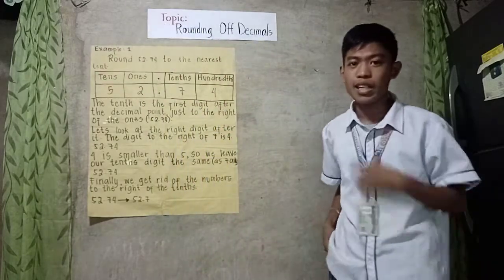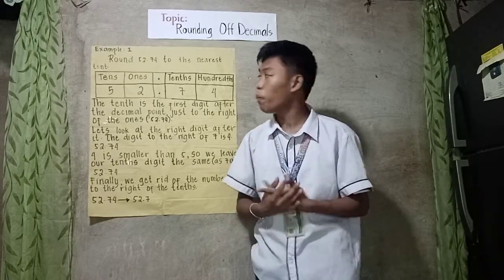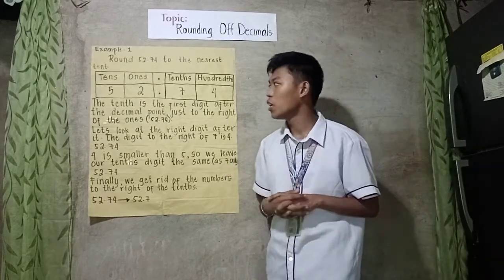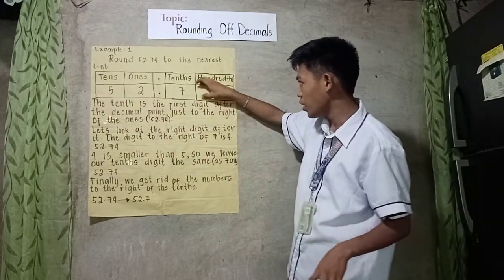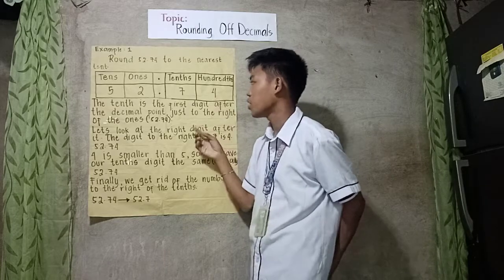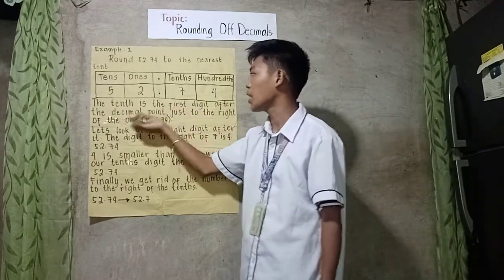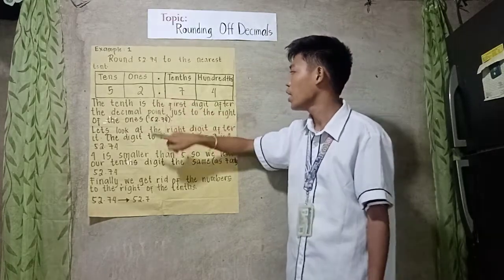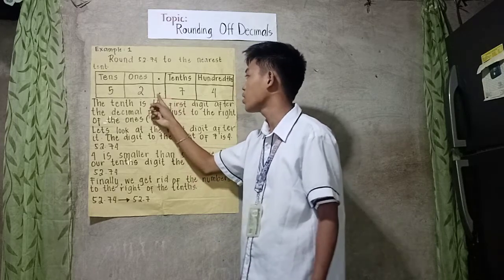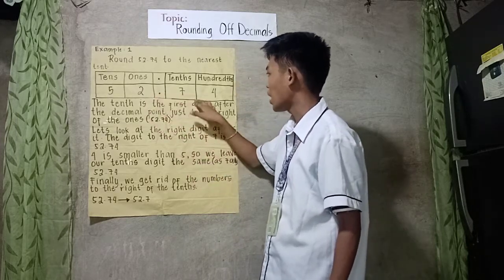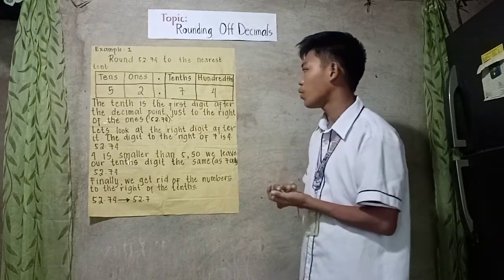So we have here an example. Example number 1. We are to round 52.74 to the nearest tenth. So 5 here is our tens, 2 is ones, 7 here is tenths, and 4 is hundredths. The tenth is the first digit after the decimal point. As you can see, this is the decimal point, and the tenth is the first digit from the decimal point. Starting from this, we have ones, tens and hundreds, with the decimal point just to the right of the ones.